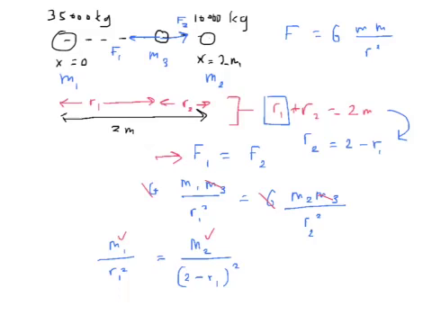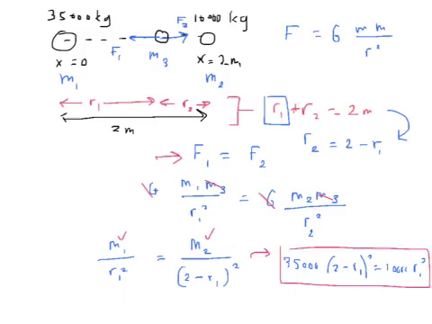So from here, we could say that M1, which is 35,000, times 2 minus R1 squared equals M2, which is 10,000, times R1 squared, like that. Now I'm going to erase a little bit and keep going. I'm actually going to move to the next slide, and I'm going to solve on the next slide this equation. I'm going to solve for R1.